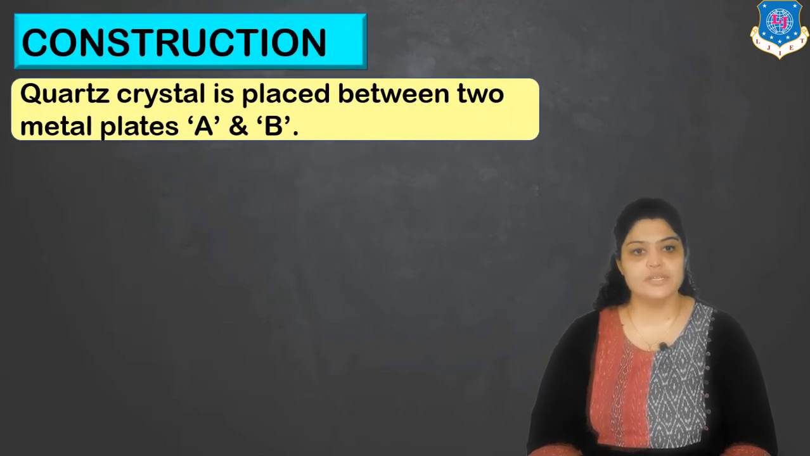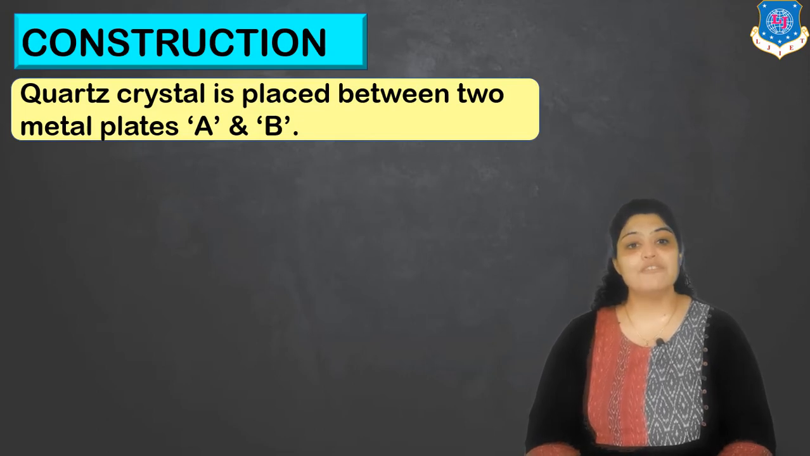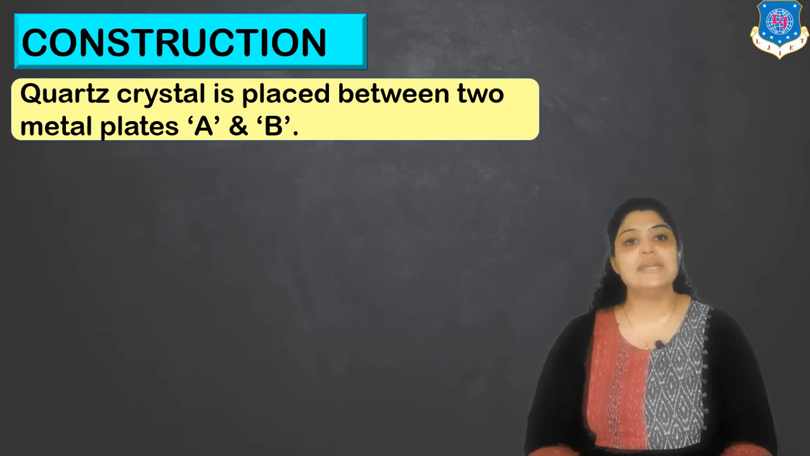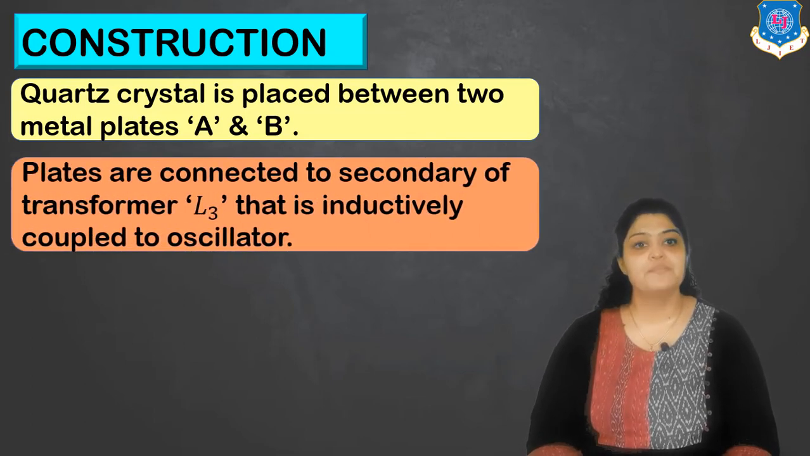So let's understand the construction of this oscillator first. There's a quartz crystal which is placed between two metal plates A and B. Why do we require metal plates? Because the crystal is an insulator basically. So to give it an alternating electric charge, we need metal plates, or we need good conductors.